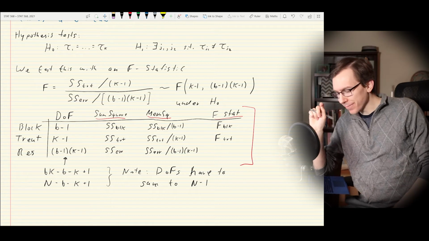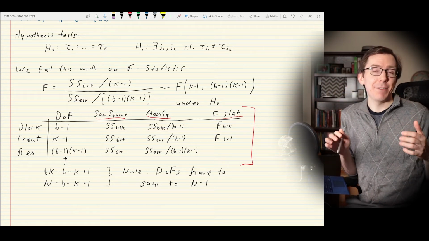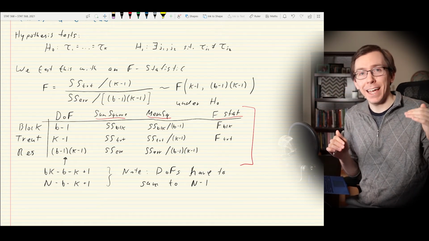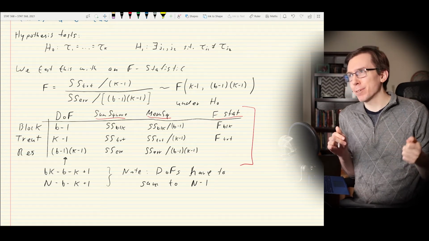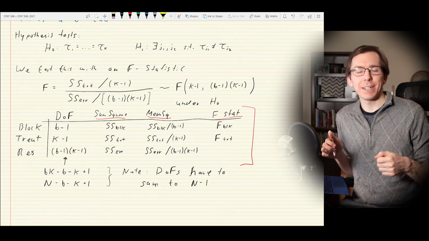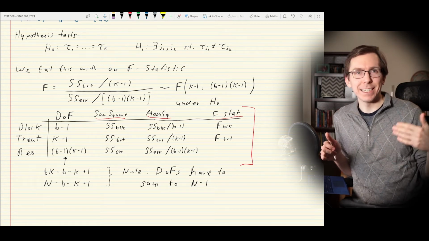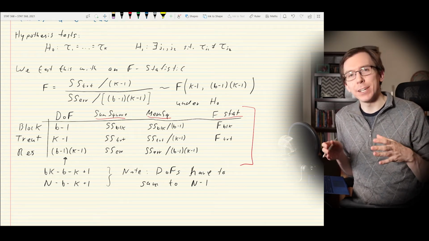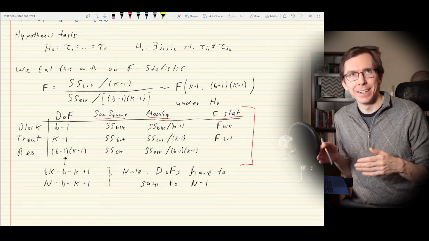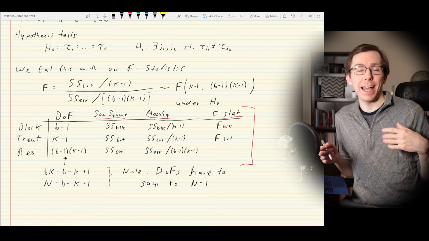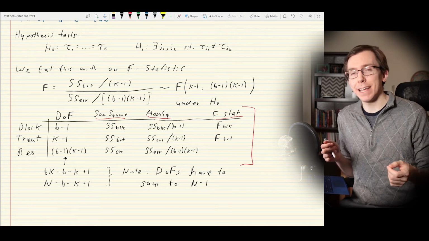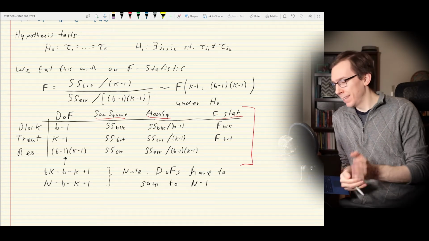Now, if you note, there's actually an F-statistic for both the block factor and the treatment factor, and this is quite interesting because in practice, we don't typically care too much about the significance of the block factor. We're really interested in testing the treatment factor, but mathematically they can be treated the exact same way. We get our F statistic as we normally do, and we can test for significance.